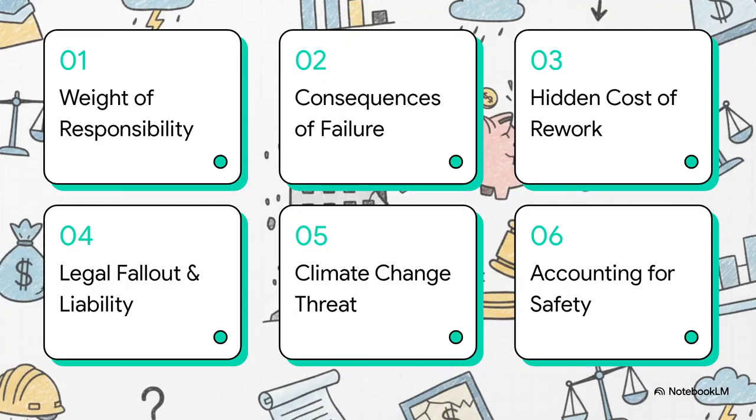Here's our roadmap for today. 1. The weight of responsibility. 2. The consequences of failure. 3. The hidden cost of rework. 4. Legal fallout and liability. 5. Climate change as a threat. And finally, 6. Accounting for structural safety.